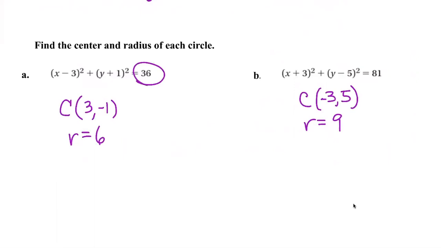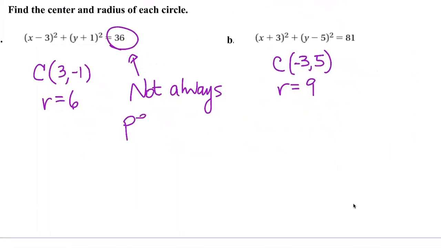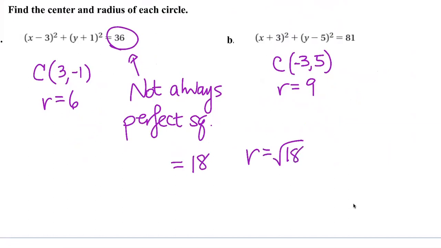Now, this number over here is not always going to be a perfect square. So if you had something where it was equal to, let's say like 18 or something, then you would say your radius is the square root of 18, which is 3√2. Okay, so you'll leave your radius as a simplified radical.